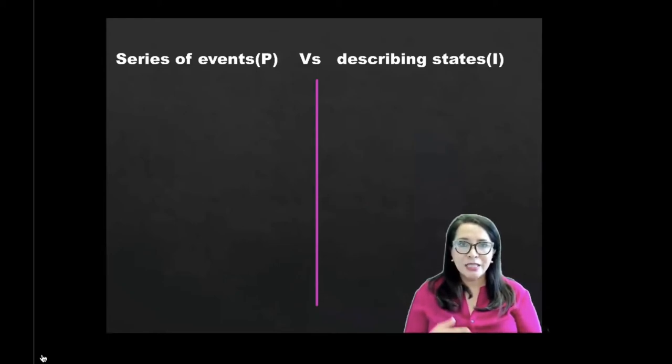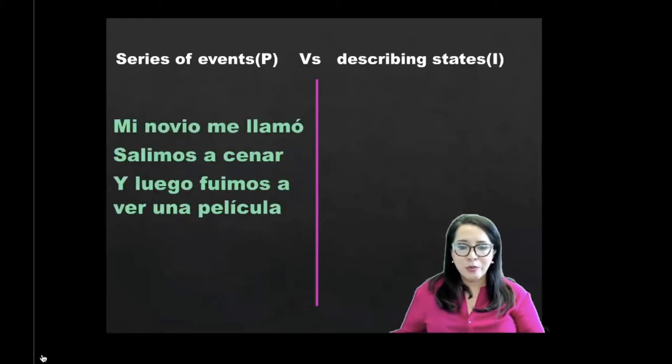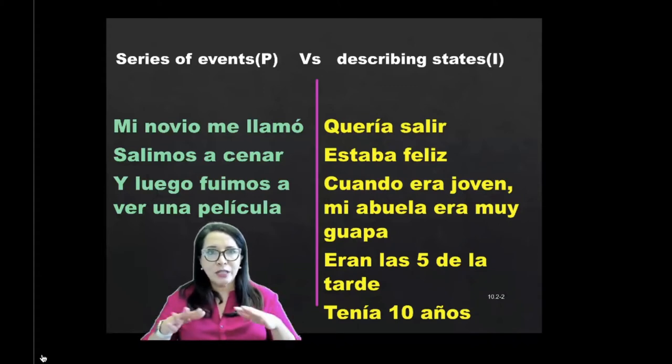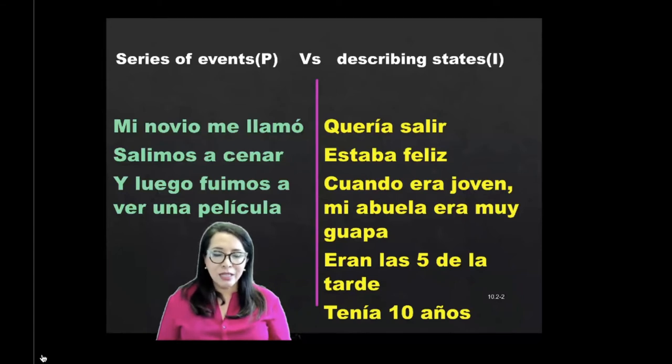Series of events, things that happen one after the other, use preterite. Mi novio me llamó. My boyfriend called. Salimos a cenar y luego fuimos a ver una película. We went out to eat and then we watched a movie. Versus describing a state or how somebody was feeling over a period of time. Quería salir. I wanted to go out. Estaba feliz. I was feeling happy. Cuando era joven, mi abuela era muy guapa. When my grandma was young, she was very beautiful. Eran las 5 de la tarde, tenía 10 años. Time and age use imperfect, if that's in the past.